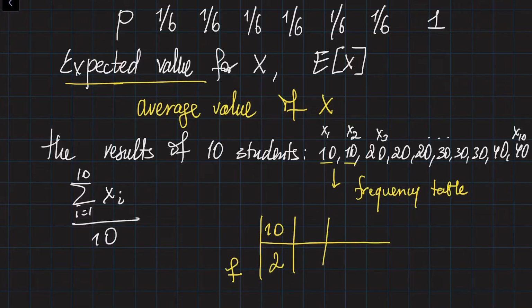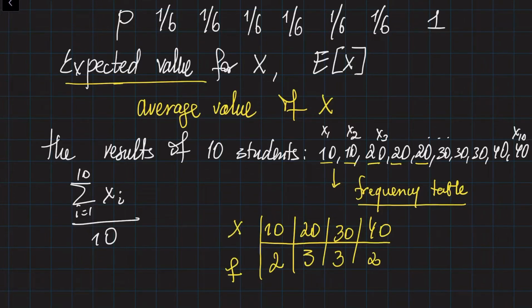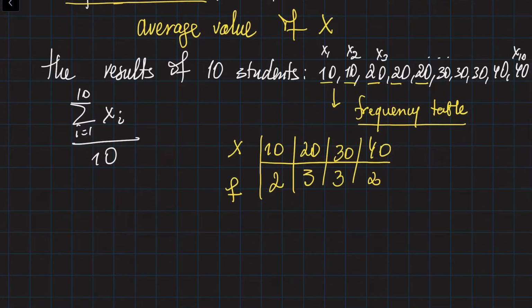Here we have 20 as well, and there are 1, 2, 3 appearances of the 20, so we write down 3 here. The 30 appears 3 times, and 40 appears 2 times. Hopefully you understand what the frequency table means: it tells you how many times your values appear in the data set. For example, 20 has appeared in the data set 3 times. So it is possible to calculate the same value from the frequency table.